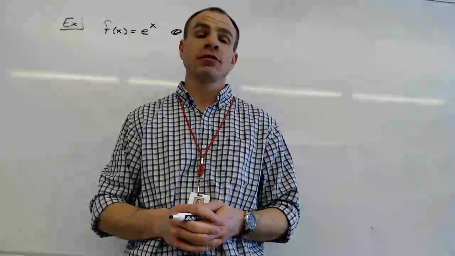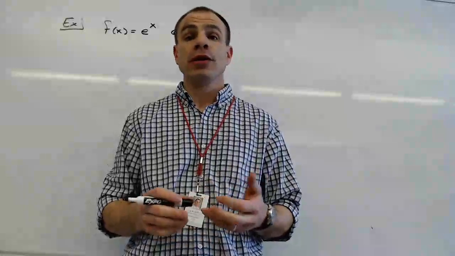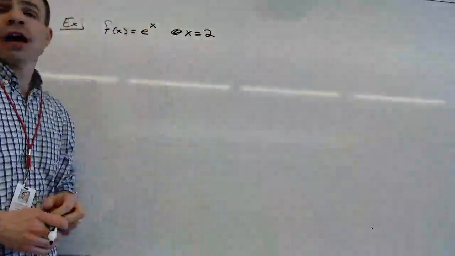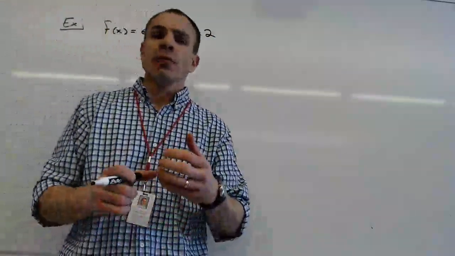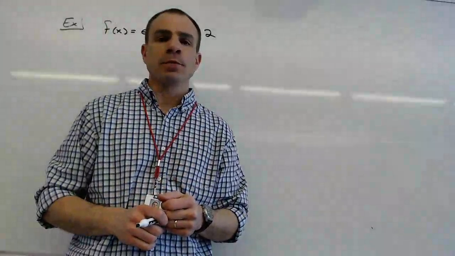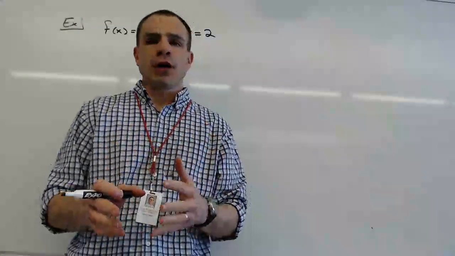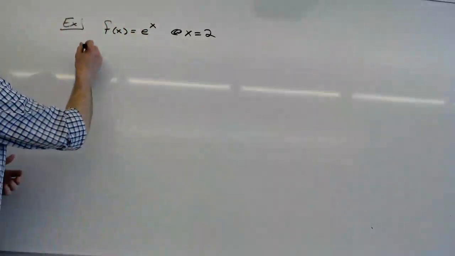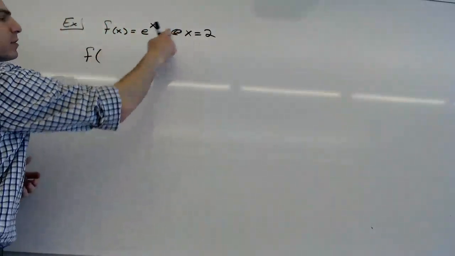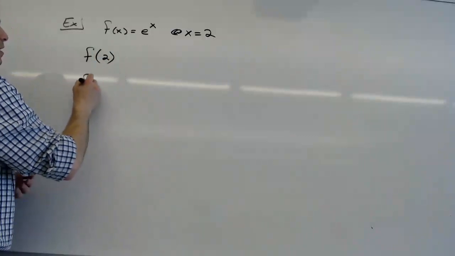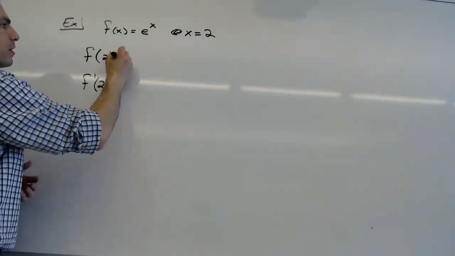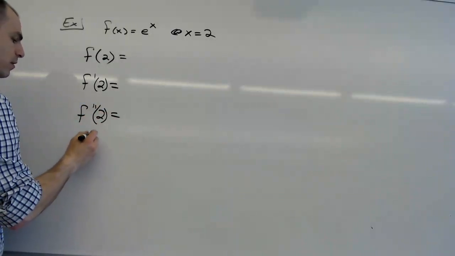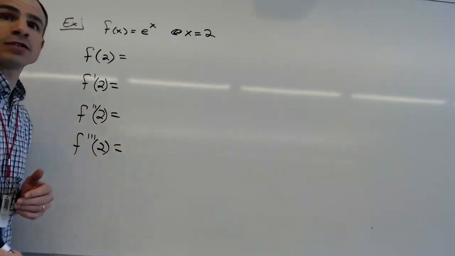So let's use the Taylor template to come up with the Taylor series, including the first four terms of the function f of x equals e to the x, and we're going to center this at x equals 2. All right. So we know what our overall template is. We have to find the function's value at the center, which is 2. We also need the derivative of the function's value at 2, the second derivative, so on and so forth. All right, so we'll just get those down for starters.